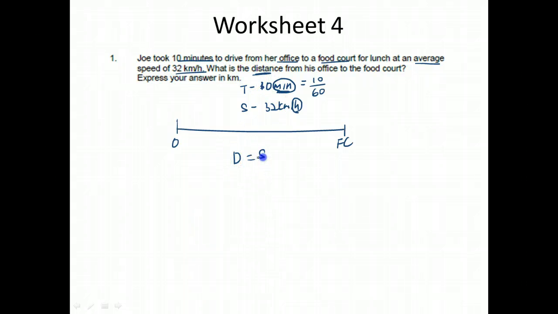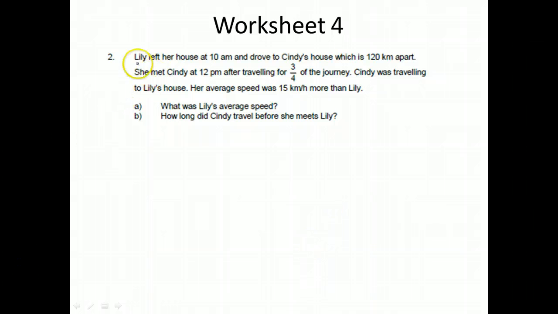So distance is speed times time. So it's 32 times 10 out of 60, or 1 over 6. And I get 32 divided by 6, which is 5 and 1/3 kilometer. Question 2. Lily left her house at 10 a.m. and drove to Cindy's house, which is 120 kilometers apart.